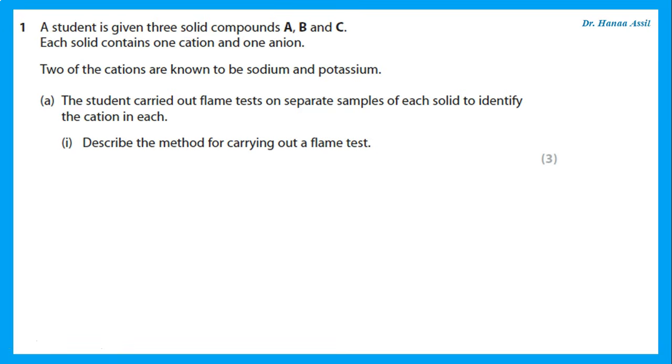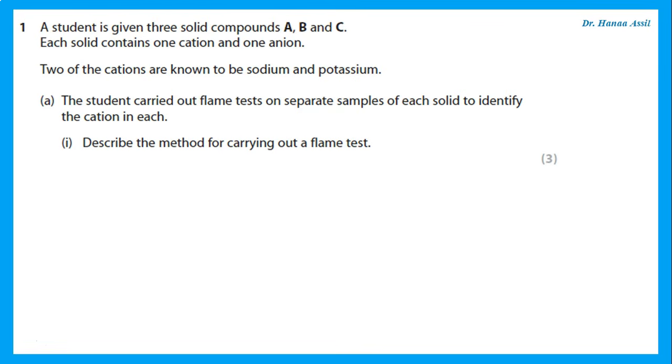So the first question here was, a student is given 3 solid compounds, A, B, and C. Each solid contains 1 cation and 1 anion. 2 of the cations are known to be sodium and potassium. The student carried out flame tests on separate samples of each solid to identify the cation. Describe the method for carrying out a flame test.